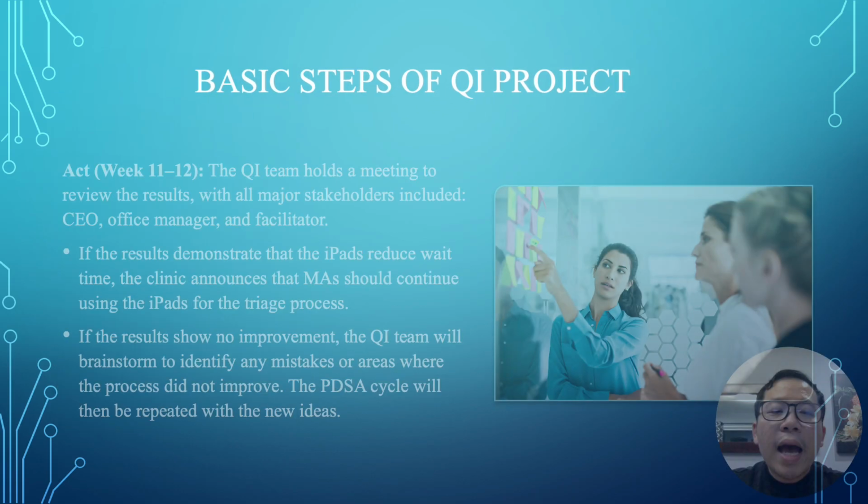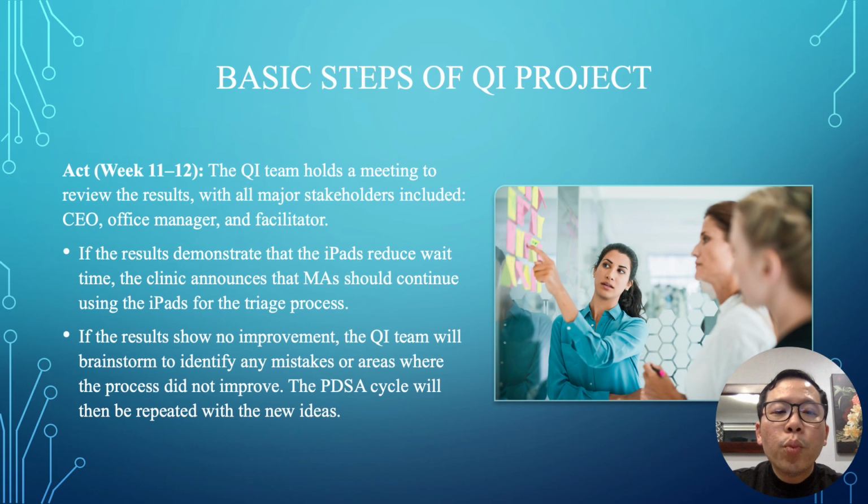So, at weeks 11 and 12, the QI team holds a meeting to review the results with all major stakeholders, including the CEO, office manager, and facilitator. If the results demonstrate that the iPad reduced the wait time, the clinic will announce that the MAs should continue using the iPad for the triage process. On the other hand, if the results show no improvement, the QI team will brainstorm and identify any mistakes or areas where the process did not improve. The PDSA cycle will then repeat with a new idea.